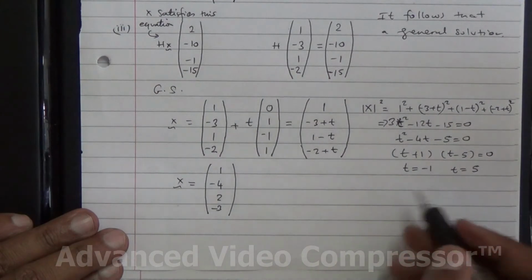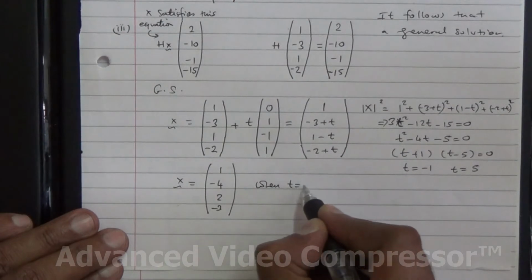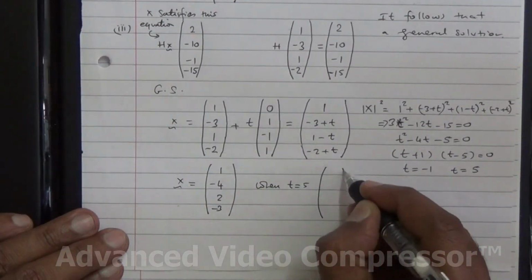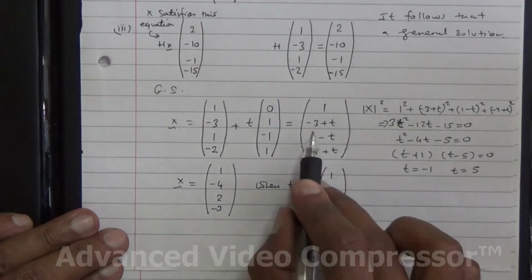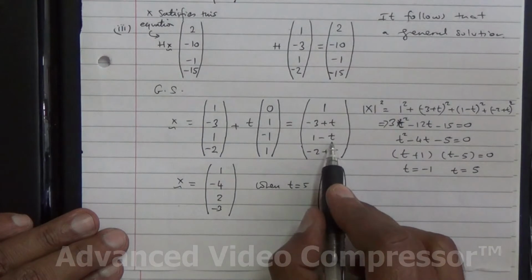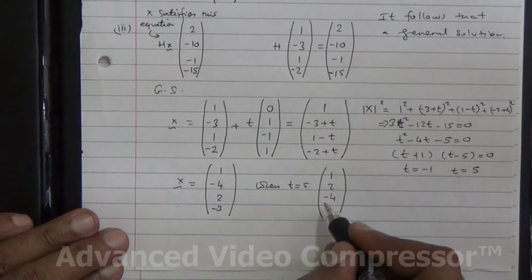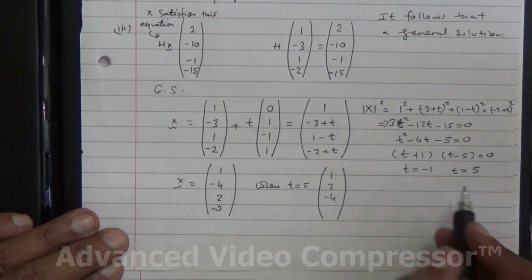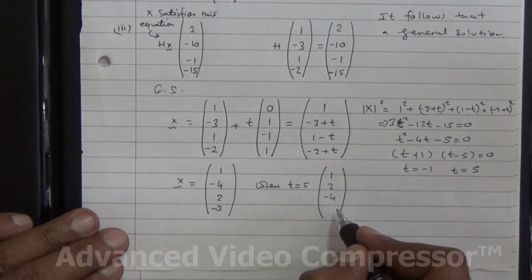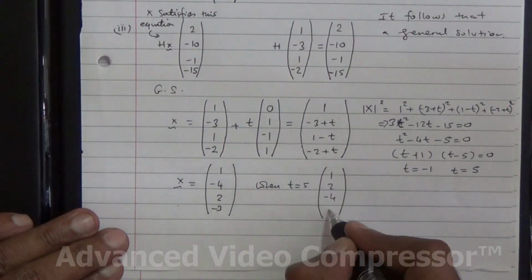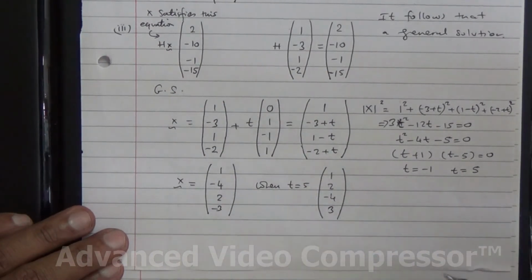But if you, I'm sorry, I made a mistake. If you replace t, let's say when t is equal to 5, what's going to happen? If you take 5, it's going to get 1, 5 minus 3 is 2, 1 minus 5 is minus 4, and then 5 minus 2 is 3. As you can see, 1, 2, minus 4, 3 in both cases.